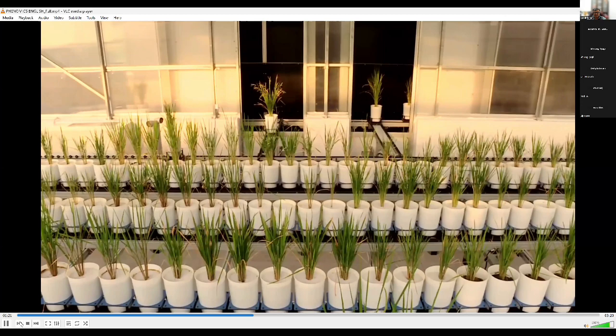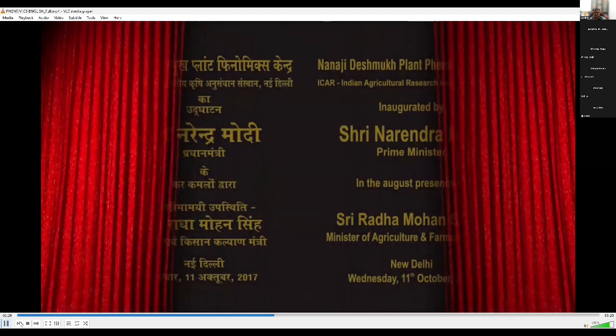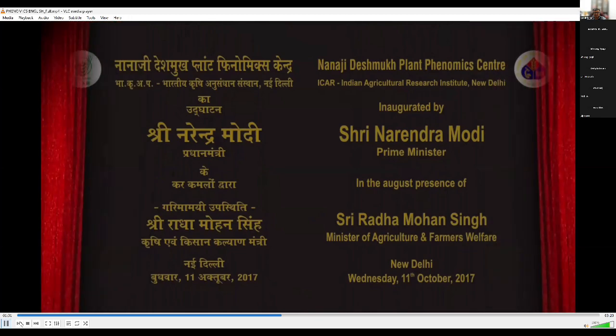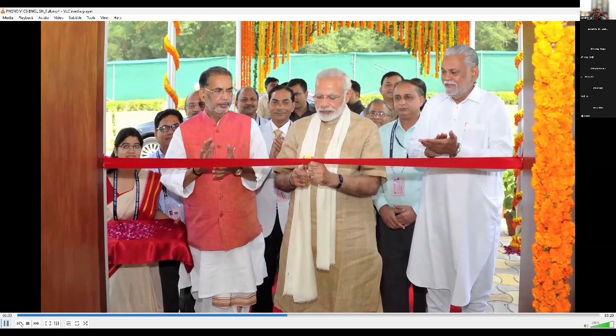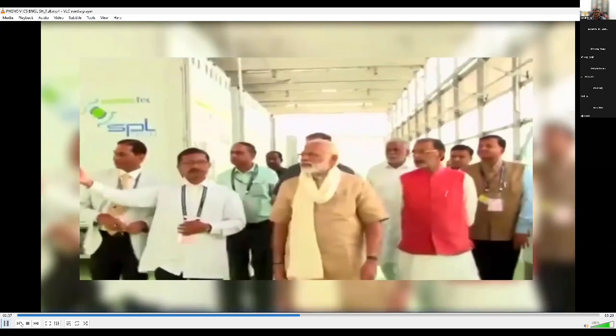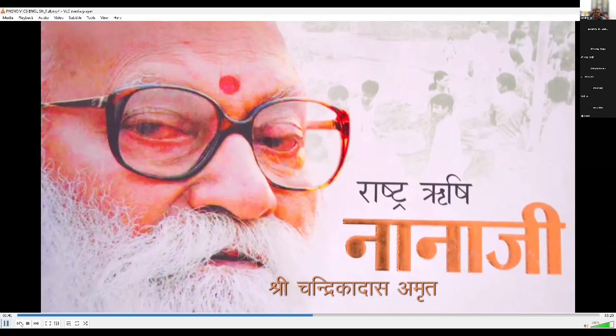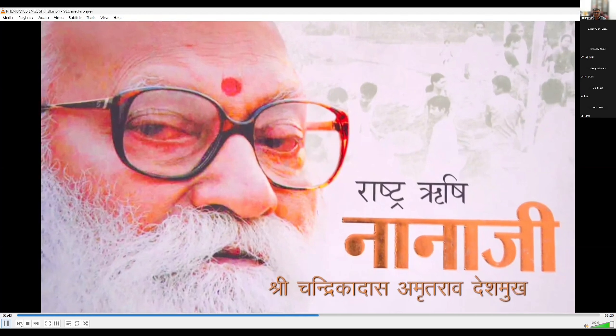This center was dedicated to the national service by Honorable Prime Minister Shri Narendra Modi ji in the name of Nanaji Deshmukh Plant Phenomics Center to honor the contribution of Bharat Ratna, the late Shri Chandrika Das Amrit Rao Deshmukh, who is an eminent social reformer.